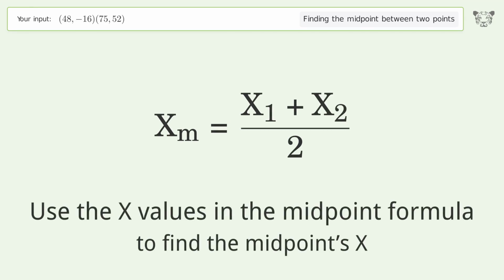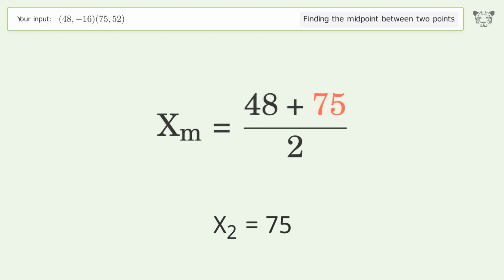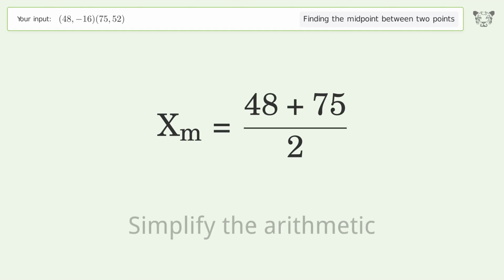Use the x values in the midpoint formula to find the midpoint's x. x1 equals 48. x2 equals 75. Simplify the arithmetic.